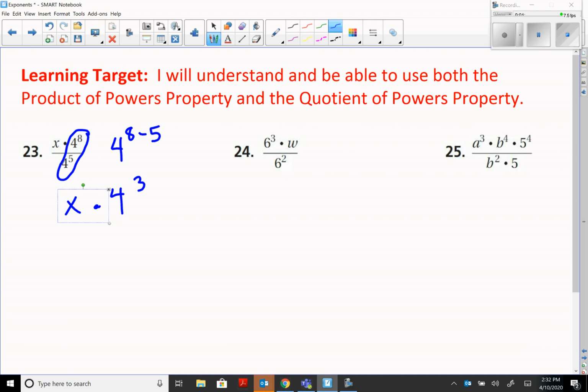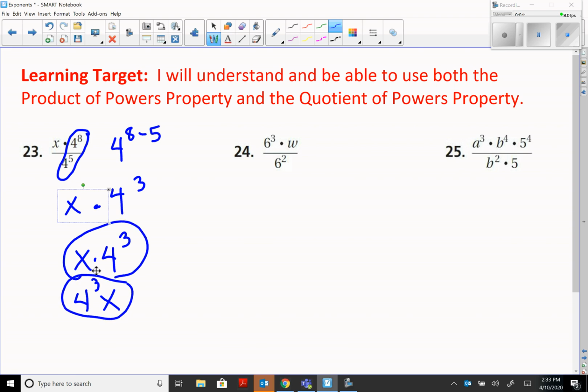Again, you can't do any combining because one of them is a base of an x and the other one is a base of 4. They are not the same base, so there aren't any other properties. So I would leave it just like this. x times 4 to the 3rd power. I was just going to say you could also put the 4 to the 3rd power first and then the x, but it doesn't really matter. This or this would work.